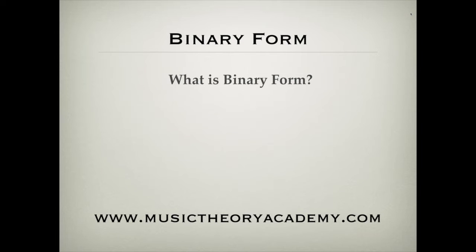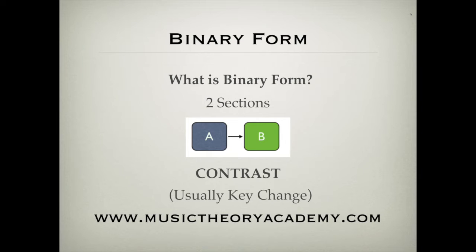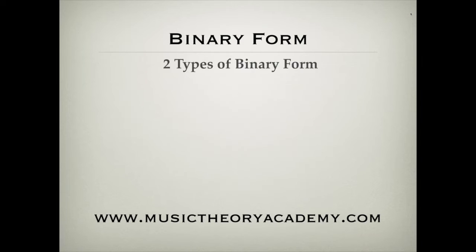So firstly, what is binary form? Well, binary form is a piece of music that is divided into two sections that we call A and B. And the key thing about the difference between these two sections is that there is some form of contrast. So A is different from B. Now, usually this contrast is to do with a key change. So A will be in one key, B will be in another key. But there might also be other changes as well. So different melodic material or different harmonic material. But there is some form of contrast between the A section and the B section.